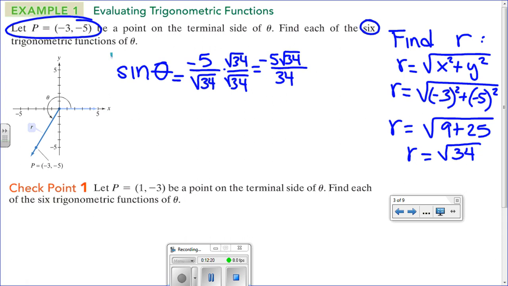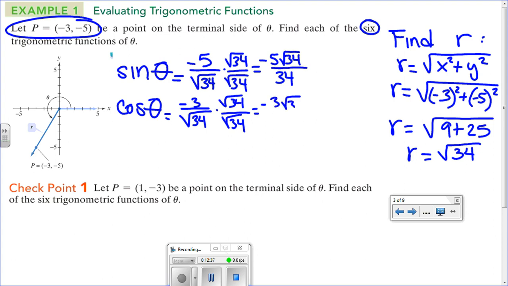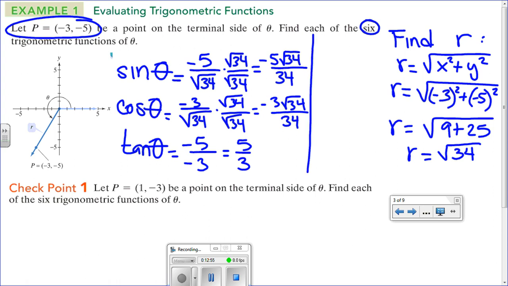Very good. Okay, now the cosine, we're going to have x over r, so that would be negative 3 over the square root of 34. Rationalize, so that would be negative 3 square root of 34 over 34. And then tangent. So tangent is going to be y over x from here. So negative 5 over negative 3, and that becomes 5 over 3 positive. Very good.